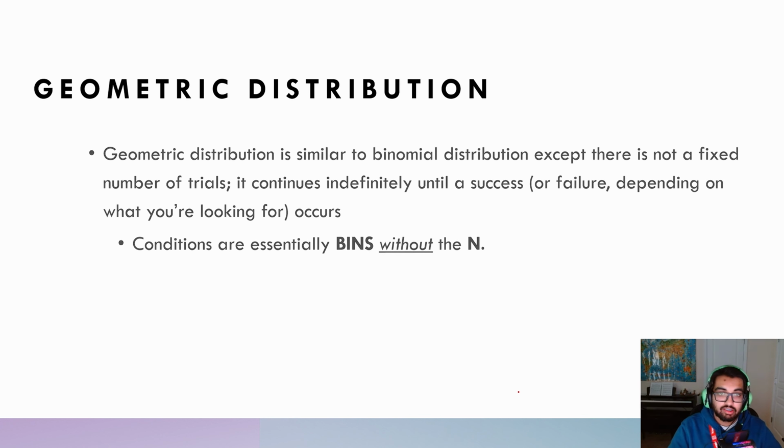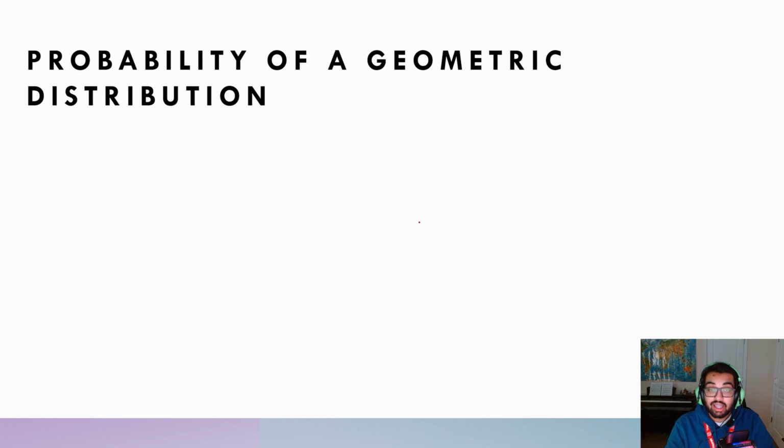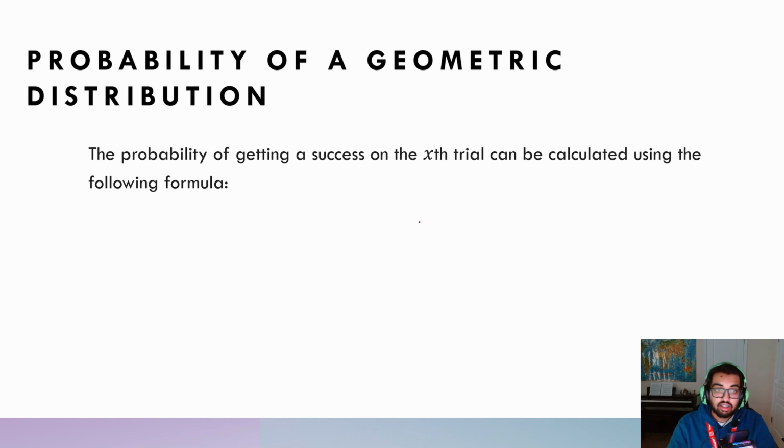So the geometric distribution is kind of like a binomial distribution, except it's easier. What this means is that you keep trying until you get an outcome different than what you were getting before. So let's say I keep throwing apples at kids until I hit one. The conditions for this are essentially BINS without the n, because you don't have a fixed number of trials. So the probability of getting a success on the xth trial can be calculated using the following formula: (1 minus p) to the power of x minus 1, times p.